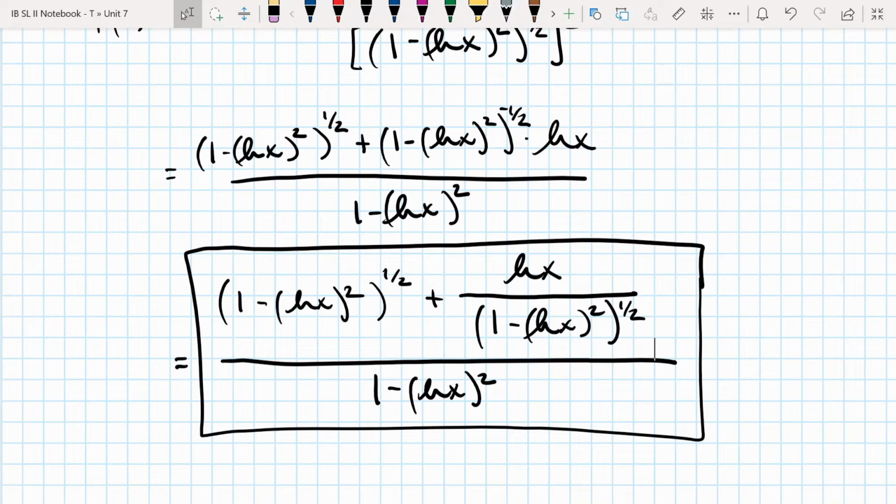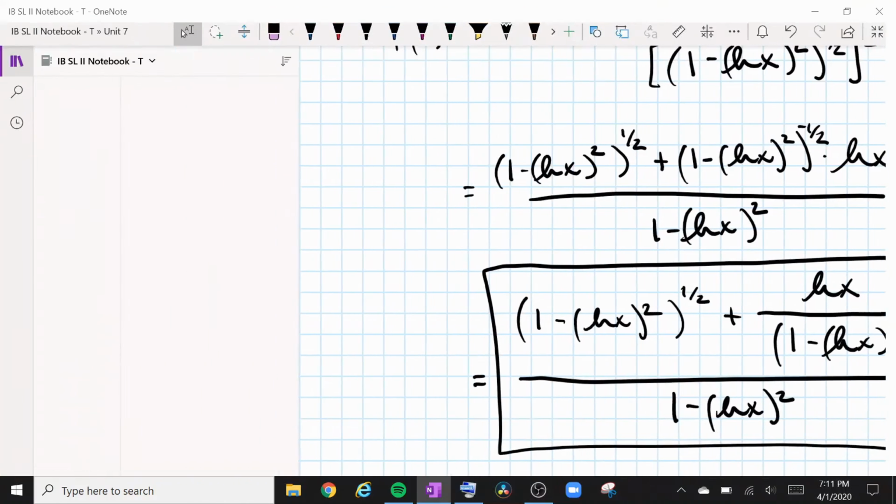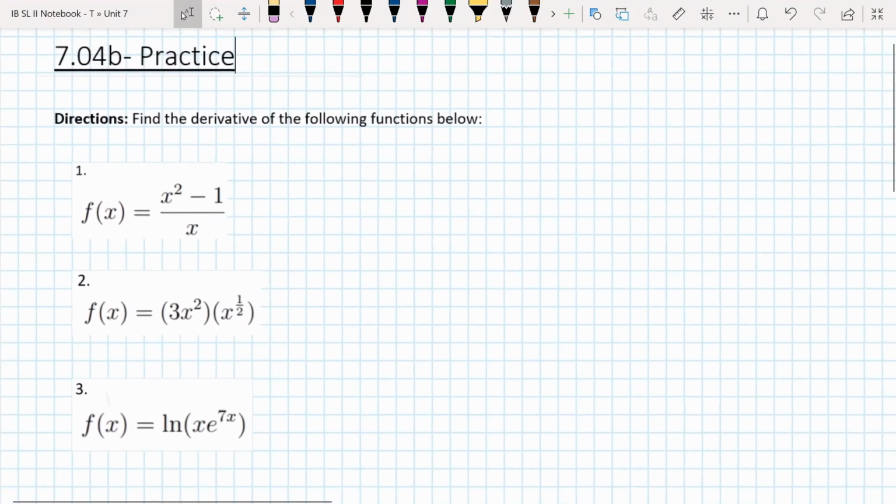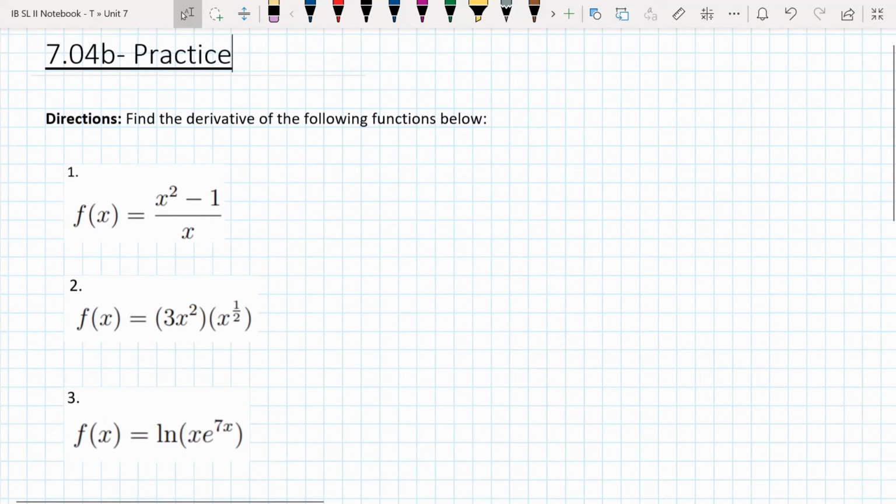All right, so let's go through some practice questions. Before I go through each of these, I would encourage you to try these on your own. There's more than one way to do each of these. And if you do a different approach and you get the right answer, that's totally fine.